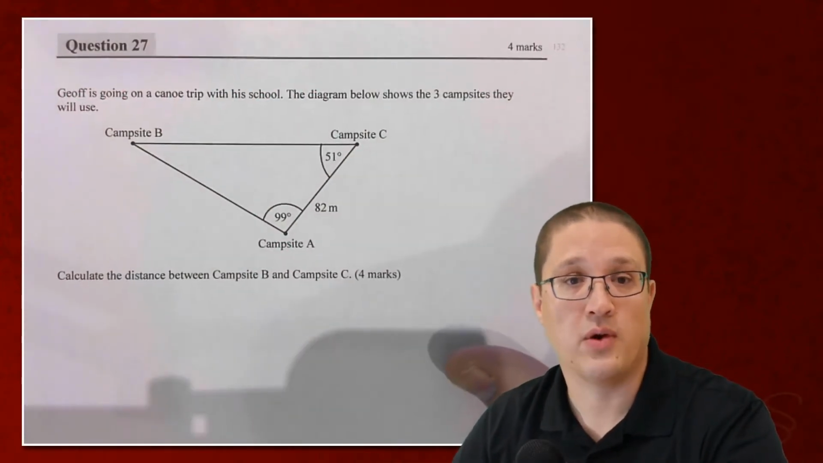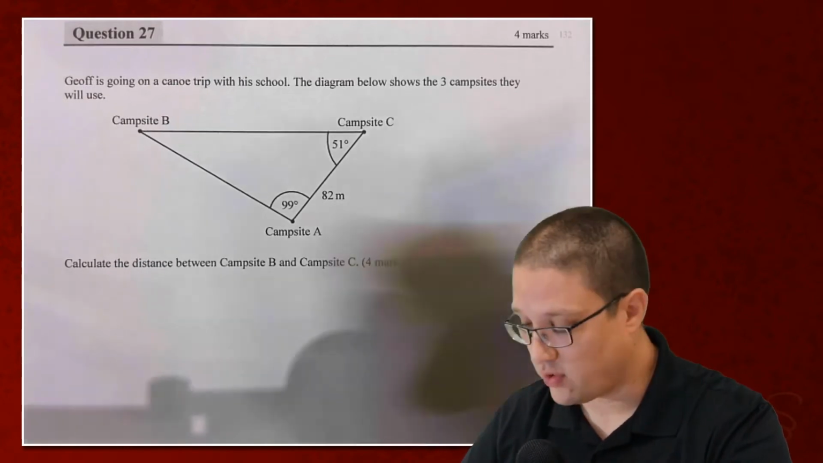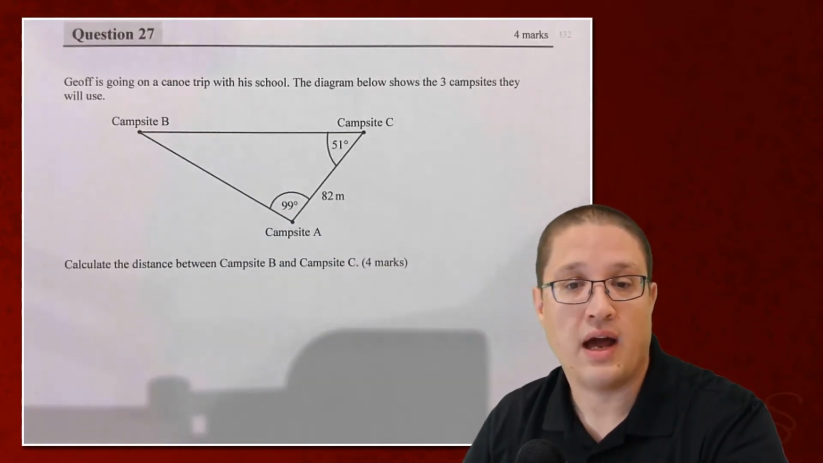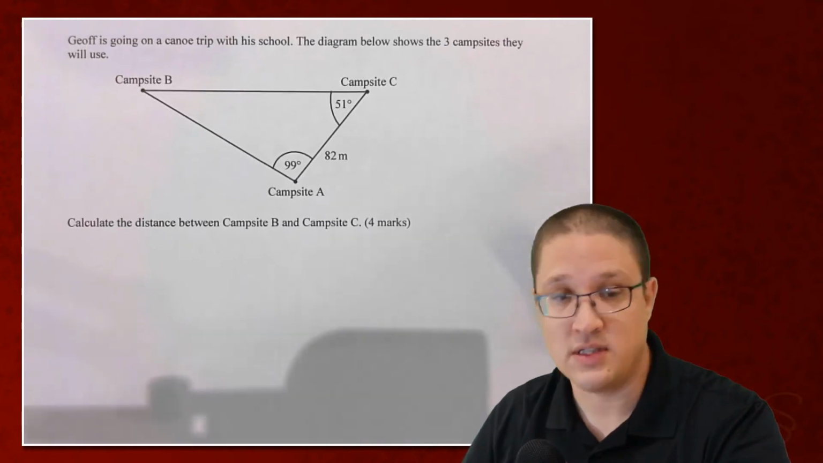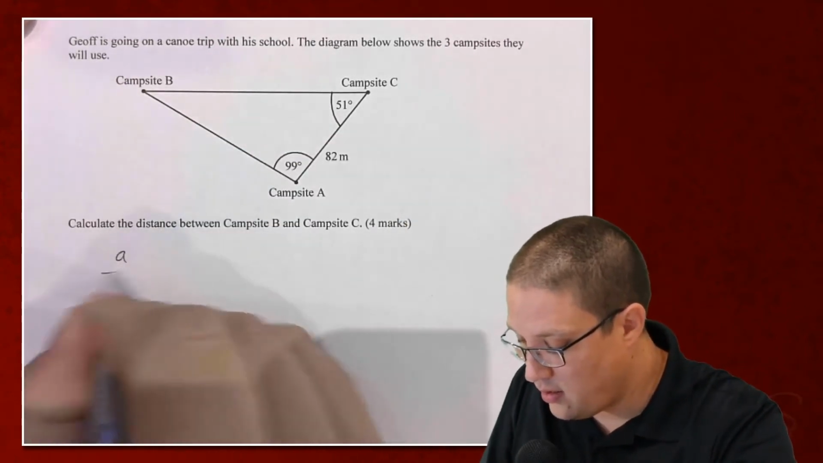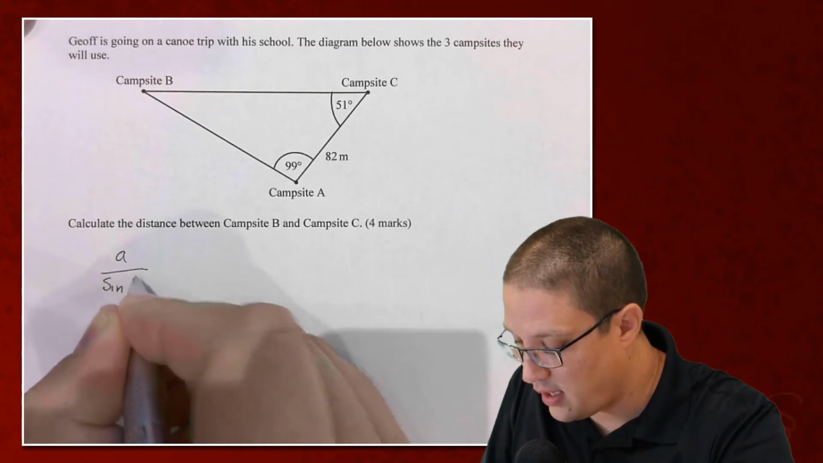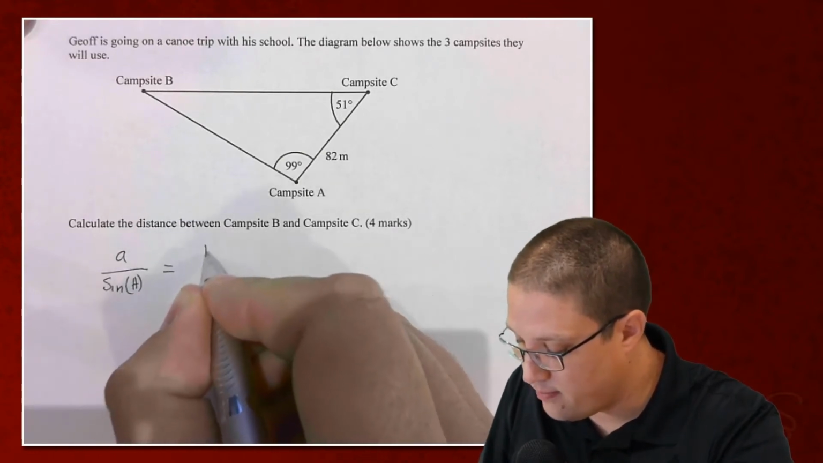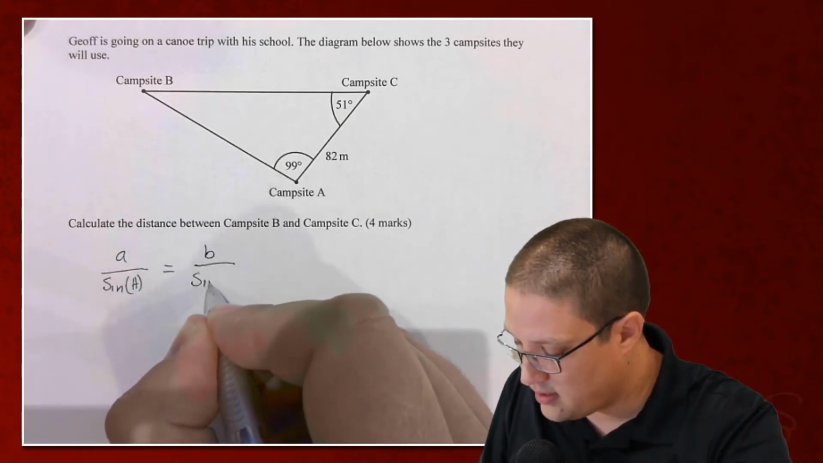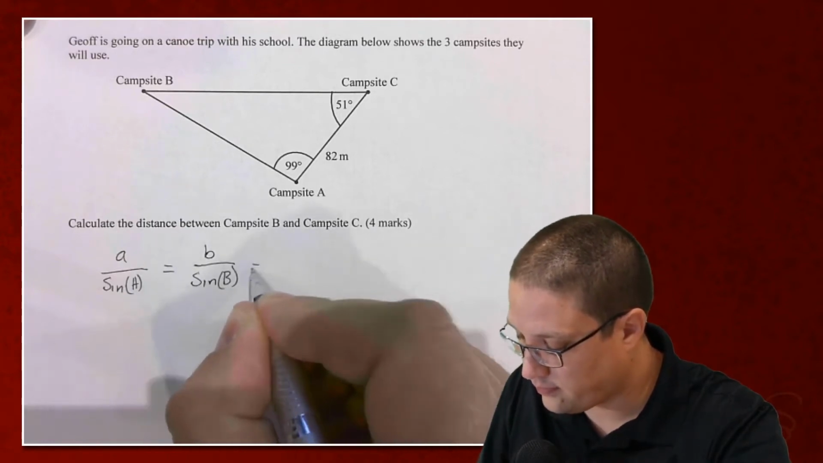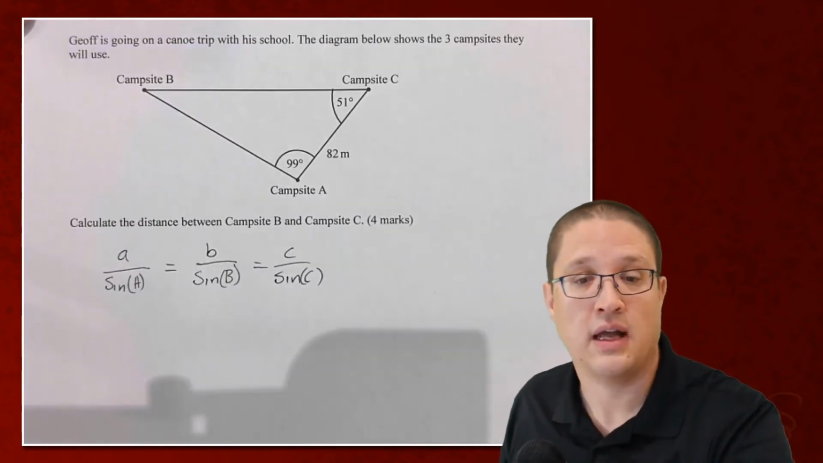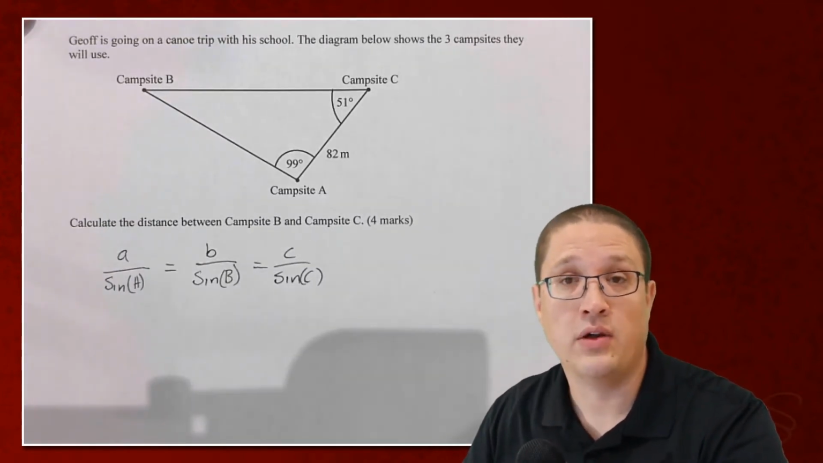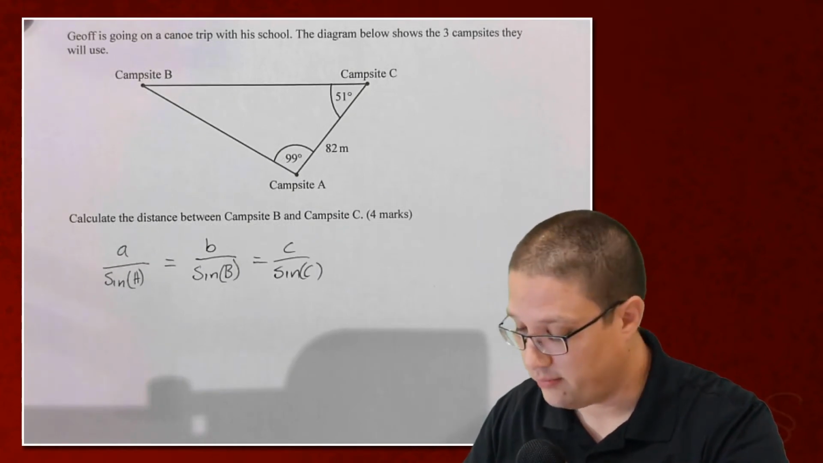So this is a question from an old exam. In this case, we have a triangle nicely laid out here, and we have two angles and a side. In order to solve this, let's start by writing out our sine law. That's always a good step. So I've got a over sine A equals b over sine B equals c over sine C, like that. So I've written out my sine law. This is a really good step for any trig question.